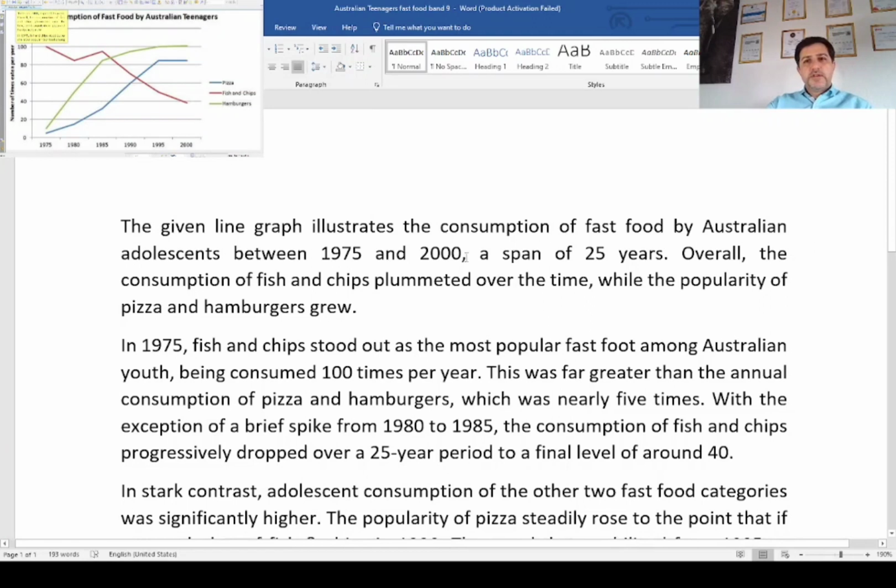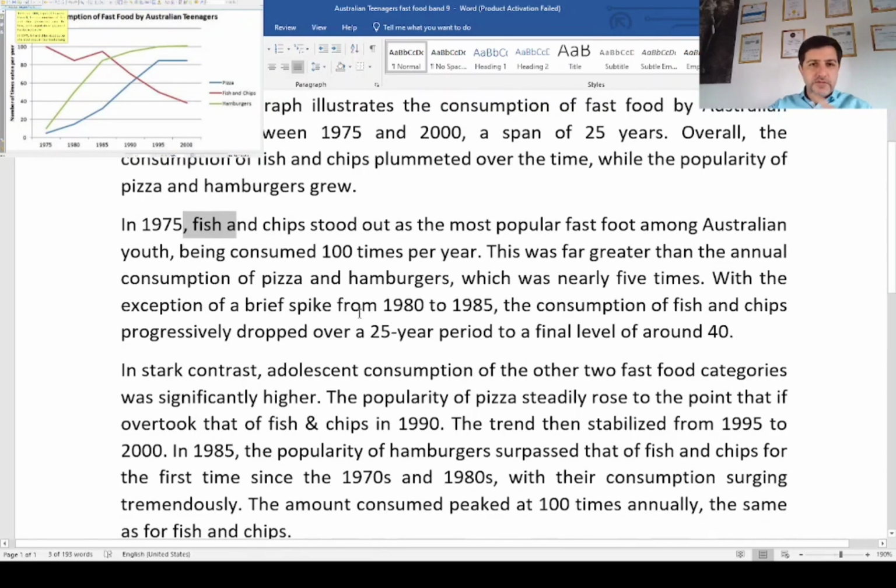The given line graph illustrates the consumption of fast food by Australian adolescents between 1975 and 2000, all clear. A span of 25 years. Overall, the consumption of fish and chips plummeted over time while the popularity of pizza and hamburgers grew. Okay, in 1975, fish and chips stood out as the most popular fast food among Australian youth, being consumed 100 times per year. This was far greater than the annual consumption of pizza and hamburgers, which was nearly 5 times, correct.